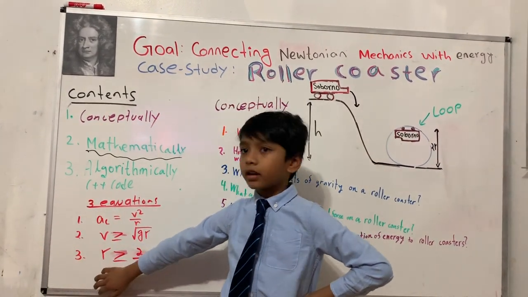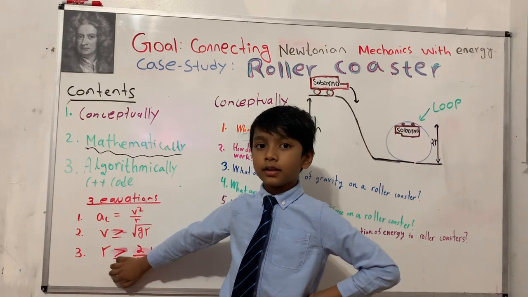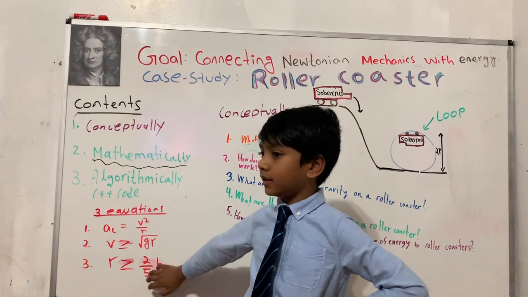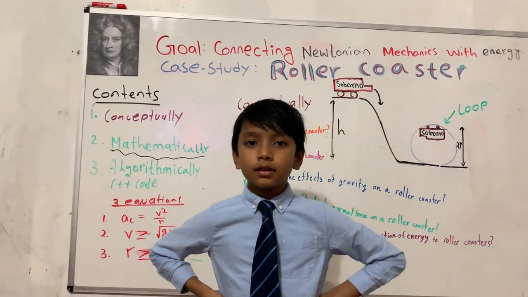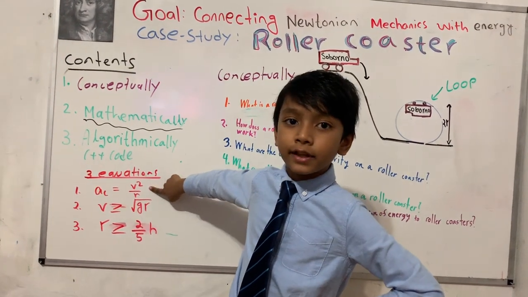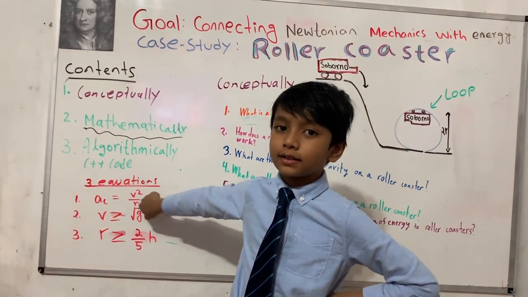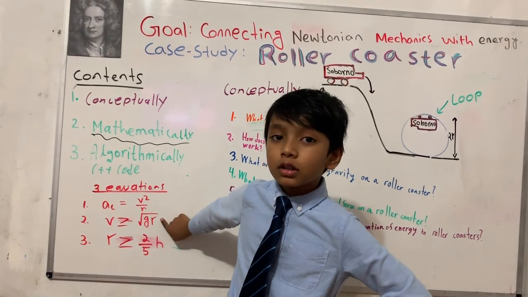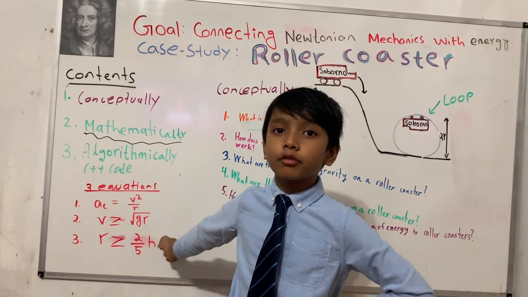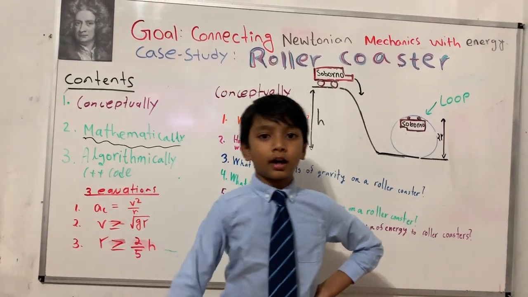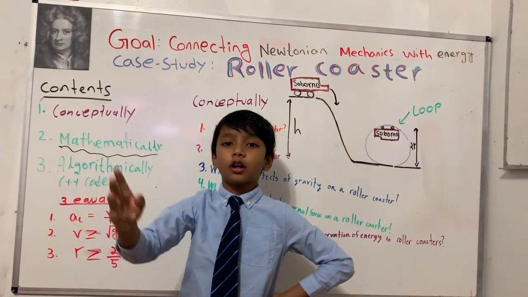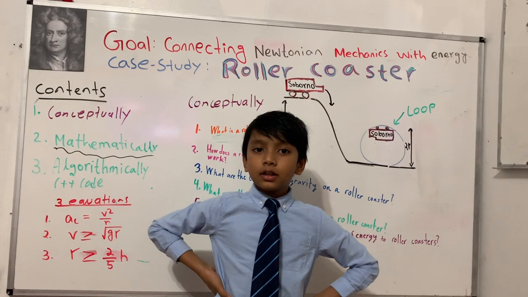Now, there are three red equations here beside me. Let's read these three red equations with me. Number one, centripetal acceleration is equal to v, velocity, squared over radius. Number two, the velocity has to be greater than or equal to the square root of gr. Otherwise, you'd either stop at the bottom or you'd fall at the top, which nobody wants.